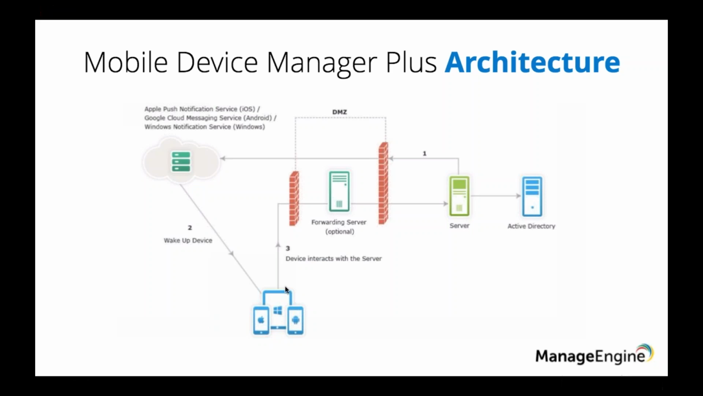So since the devices that we are managing are mobile, the server must be reachable at all times. For that, we recommend you to NAT your internal IP address to a public IP address. In case you do not wish to expose your server to the internet, we also allow you to configure a forwarding server. This forwarding server acts as an intermediary between the server and the internet and is the one that is exposed. If you're using the cloud version of Mobile Device Manager Plus, you do not need to worry about any of these settings.